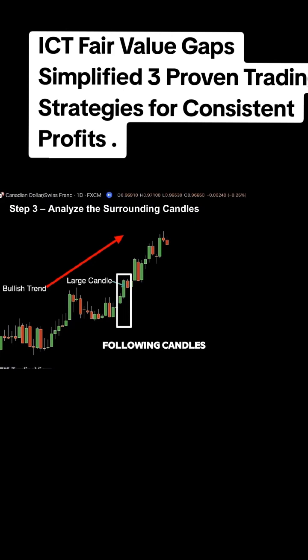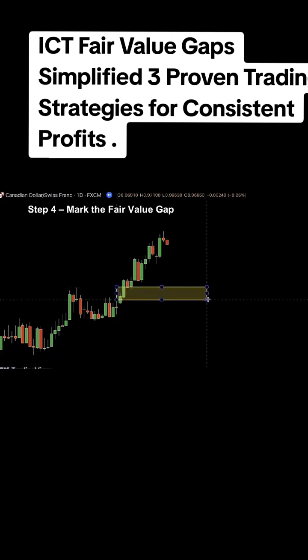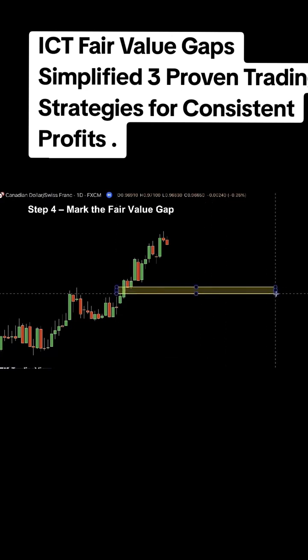Both the preceding and following candles should not overlap the body of the middle candle, which helps confirm a fair value gap. This gap is formed between the wicks of the first and third candles. Step 4. Mark the fair value gap. In a bullish setup, the fair value gap is the space between the high of the first candle and the low of the third candle.